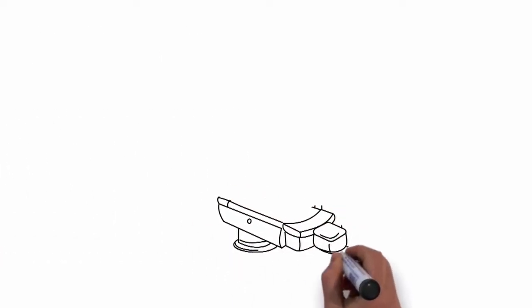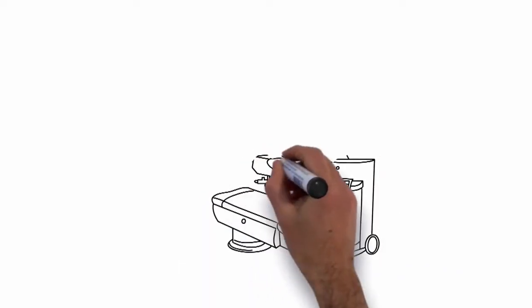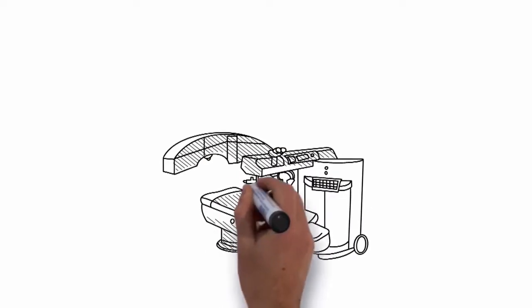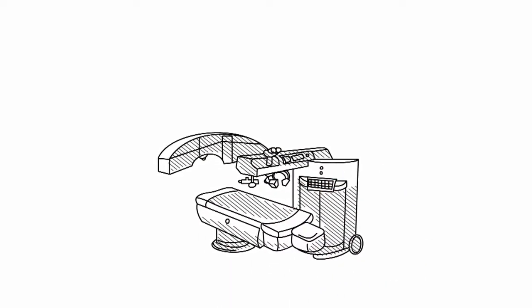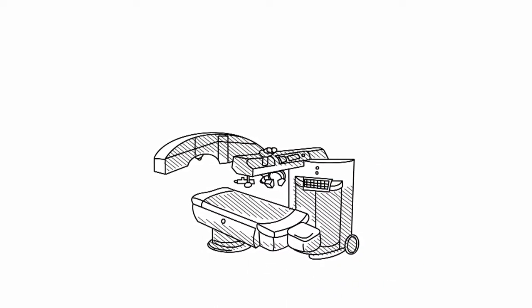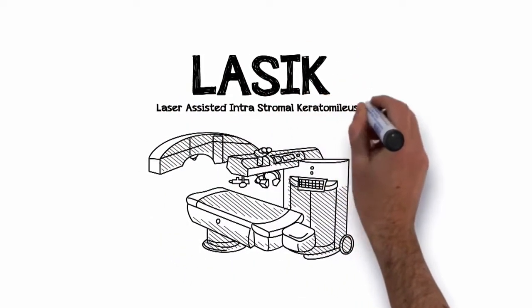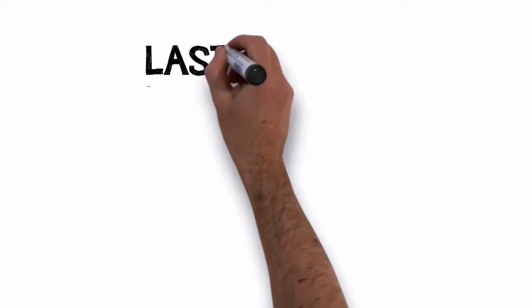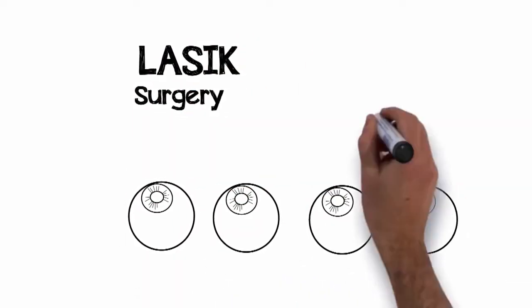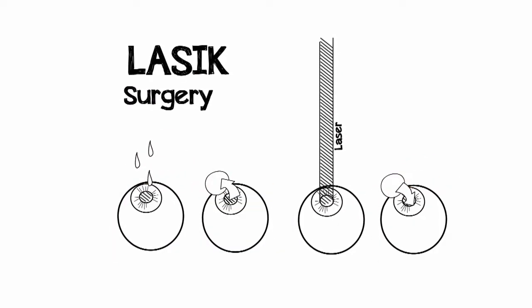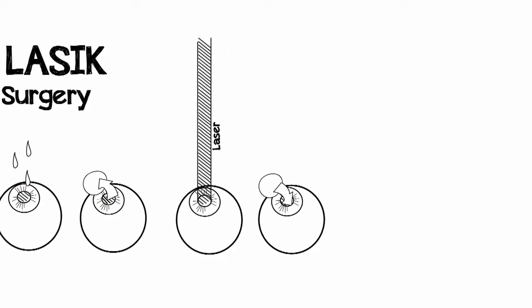So, logically speaking, if the eye is too long, you'd shorten it to fix it. Too short, and you'd make it longer. Not round, then reshape it. And that brings us to LASIK. Laser-assisted in situ keratomileusis, a fancy term for a procedure which uses a laser for reshaping the front of the eye to correct nearsightedness, farsightedness, or astigmatism.